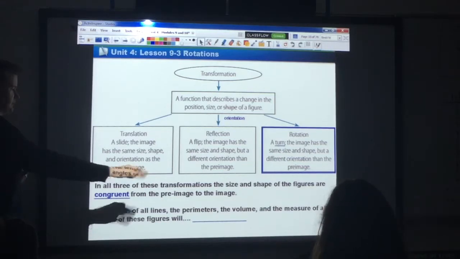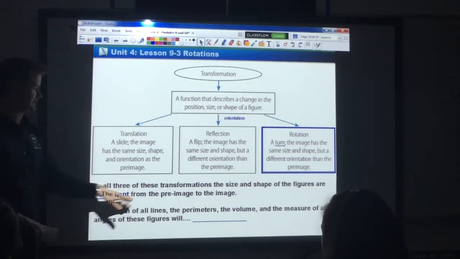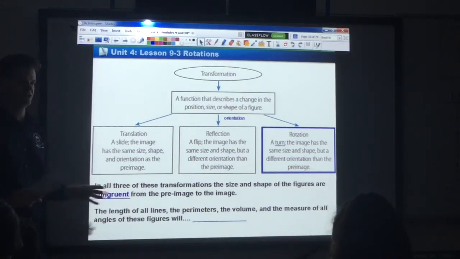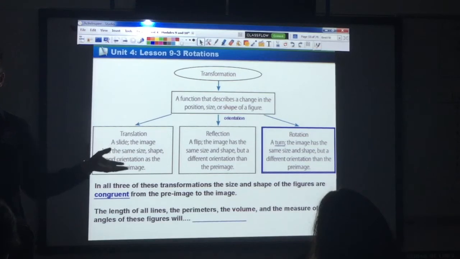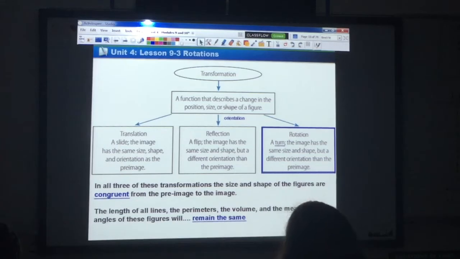Now, the length of all the lines, the perimeters, the volume, and the measures of all angles of these figures will, anybody know what goes there? Does the length of the lines change when we rotate, reflect, and translate? No. Does the perimeter change? No. What about the volume? No. What about the measure of all the angles of these figures? Any of that change? No. So what do you think goes there? Will stay the same, or will remain the same. So yeah, length, perimeter, volume, and measure of all of these angles will remain the same. That is important when we start dealing with congruency. Just remember to write that in.